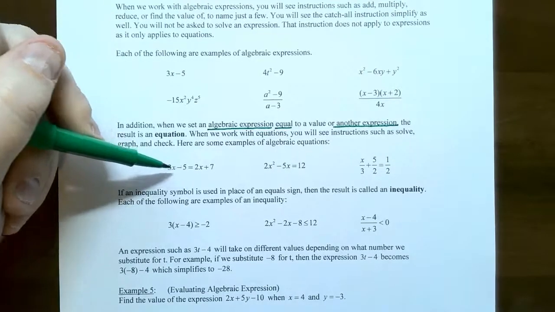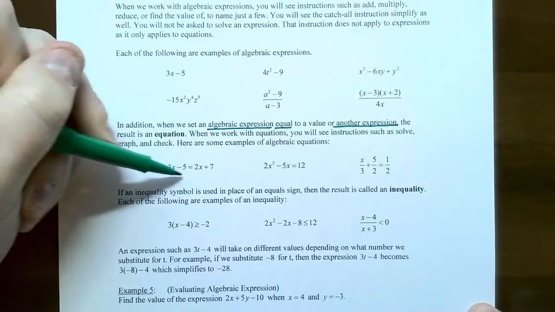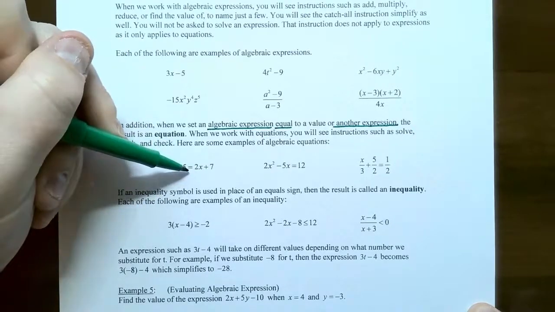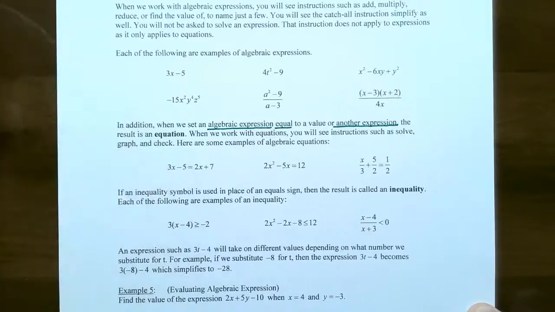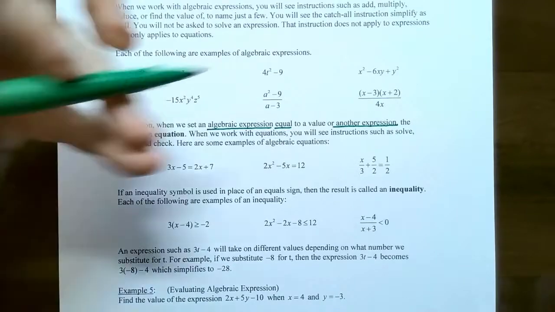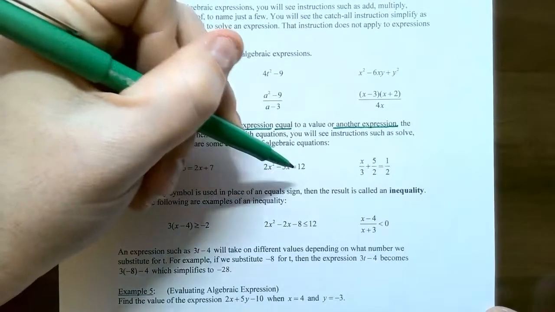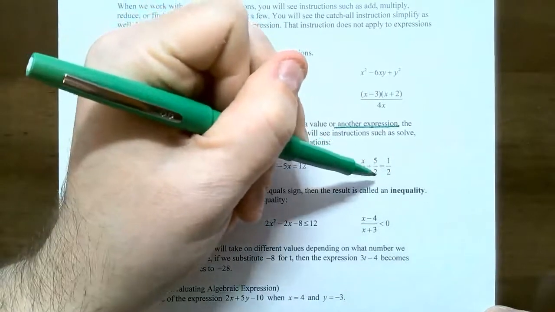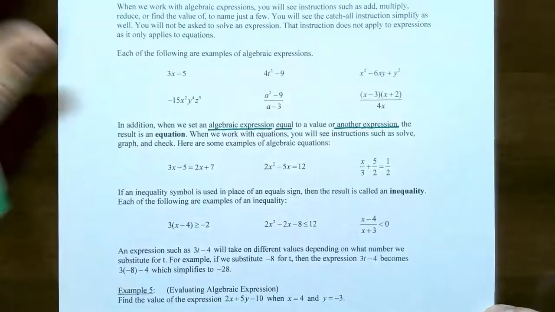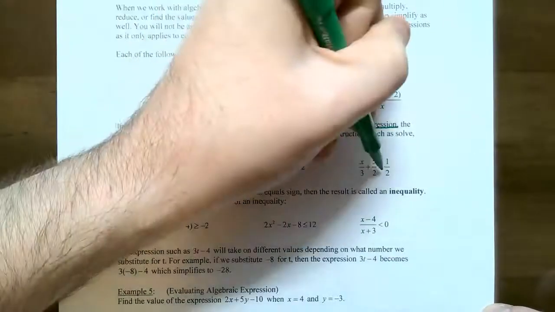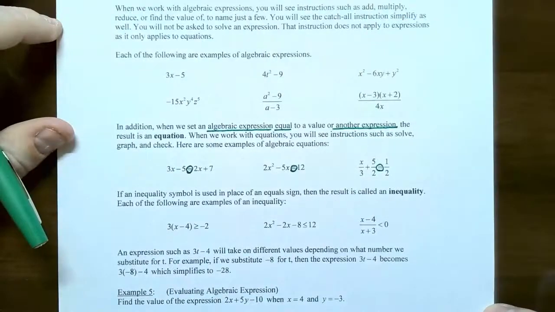3x minus 5, that is an algebraic expression. 2x plus 7, that's an algebraic expression, but an equals between the two algebraic expressions. This entire expression is called an equation. 2x squared minus 5x equals 12. That's an equation. X divided by 3 plus 5 divided by 2 equals a half. That's an equation. You notice that there's an equal sign in each one of these. That's what makes it an equation rather than an expression.